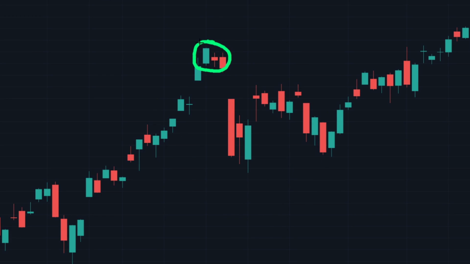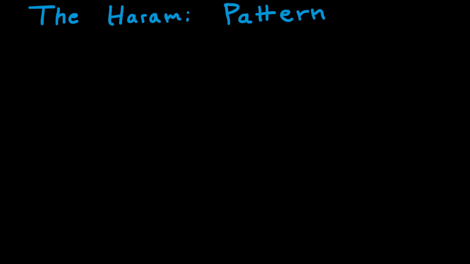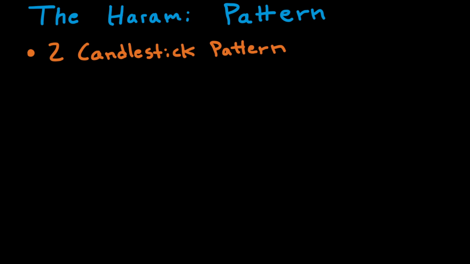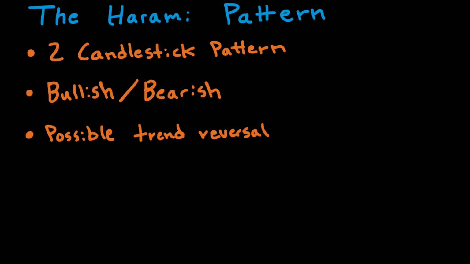Right, so first of all, let's zoom in a bit and take a look at the pattern. So the Harami pattern, what is it? Well, it is a two candlestick pattern, so a pattern that consists of two candlesticks. And the pattern can be either bullish or bearish depending on where on the chart it appears and how it looks like. And the Harami pattern might indicate a possible trend reversal.